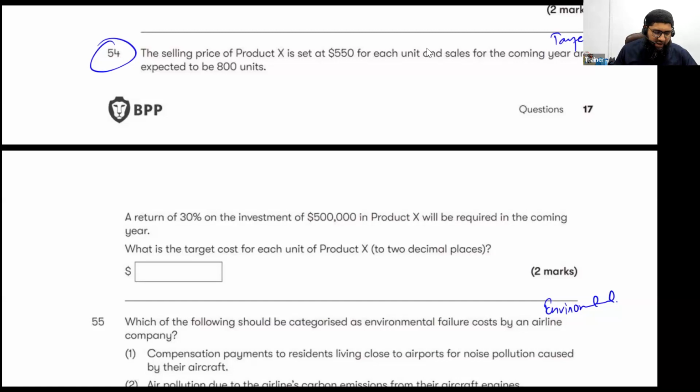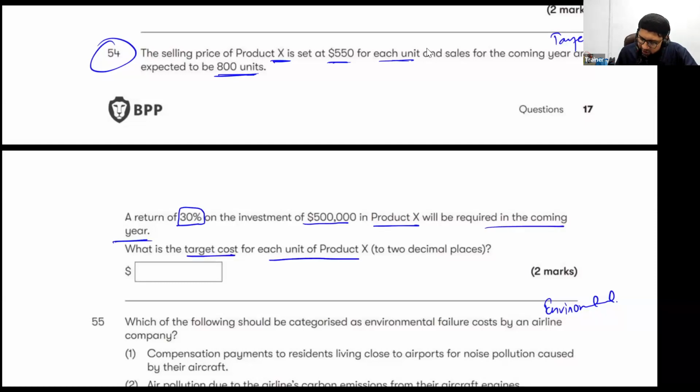Okay, it says the selling price of product X is set at 550 per unit and sales for the coming year are expected to be 800 units. A return of 30% on the investment of 500,000 in product X will be required in the coming year. What is the target cost for each unit of product X to two decimal places? So you know that the selling price is 550.